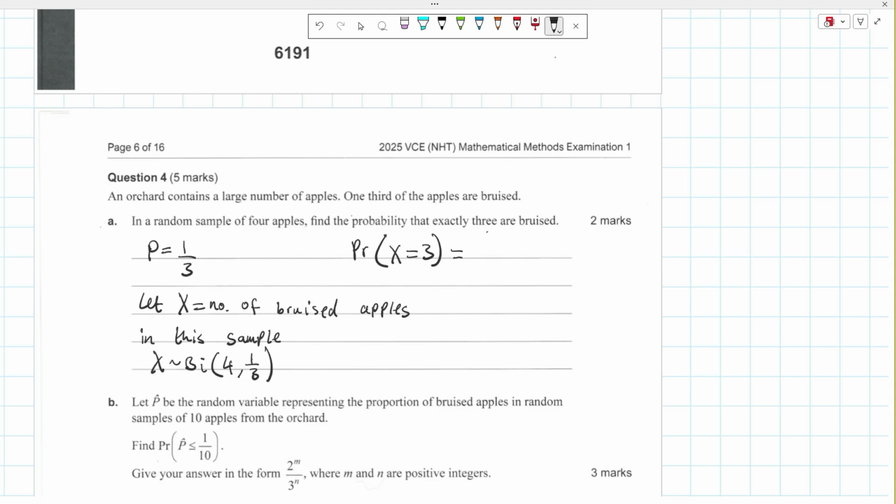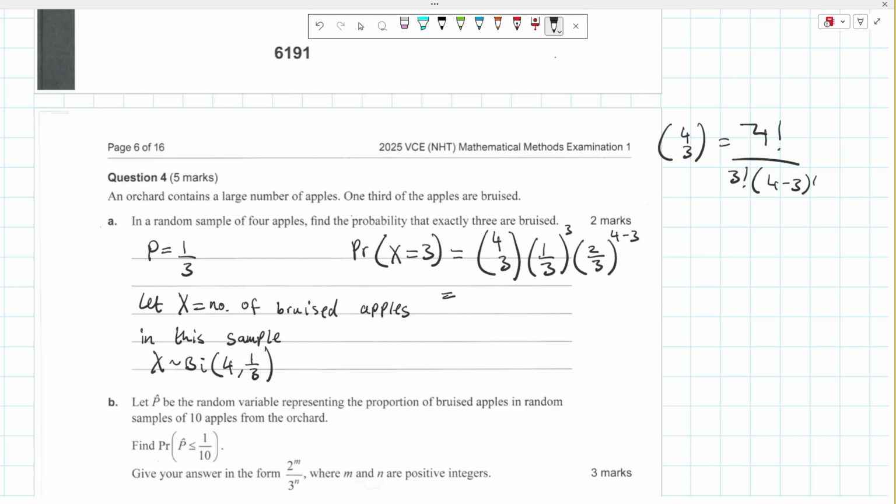We can do this formula, right? N choose x, so 4 choose 3, times the probability of success, which is 1/3, to the power of x, which is 3, times 1 minus 1/3, which is just going to be 2/3, to the power of n minus x. Now, n is 4, x is 3, so 4 minus 3. Now, 4 choose 3. If you do the formula, and the formula is on the formula sheet, you'll just find that it's actually 4.